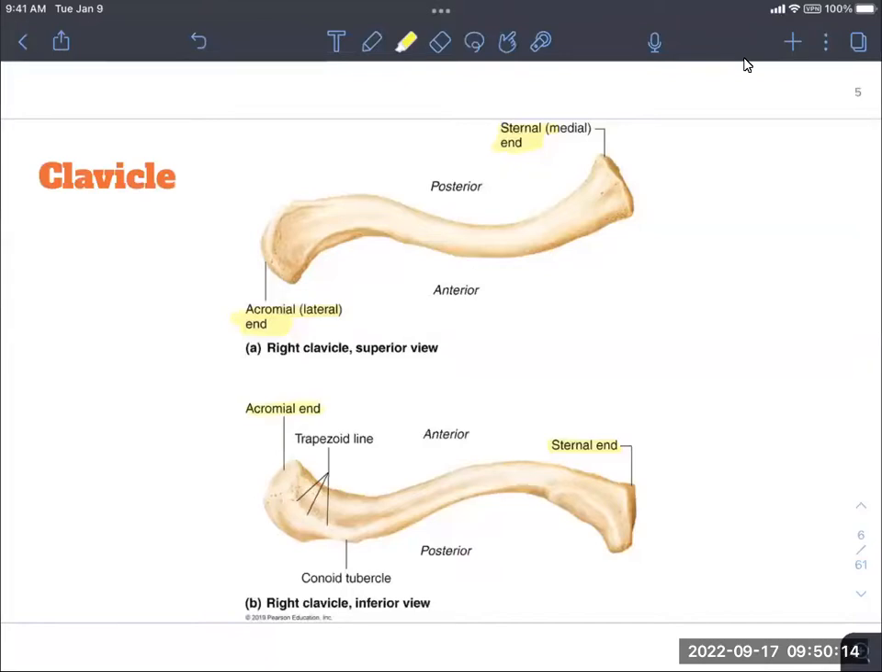There are different lines or grooves on the clavicle. You don't need to know what they are, but just know that anytime you see a line, like the trapezoid line, that's where a muscle attaches. That's where the trapezius muscle attaches.